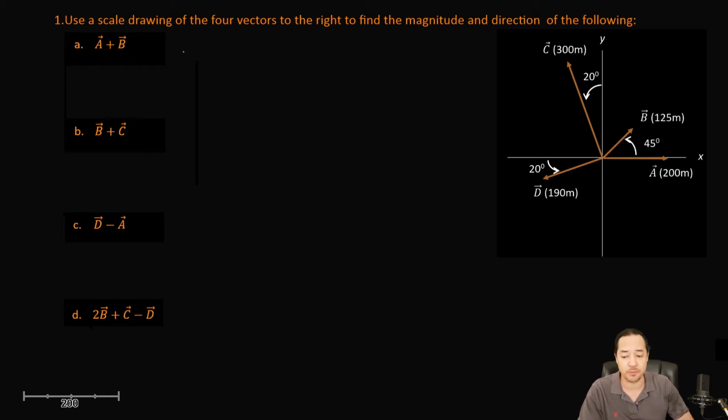All right, so let's continue on here. We'll start with question number 1. It says, use a scale drawing of the 4 vectors to the right to find the magnitude and direction of the following. And A is vectors A plus B.